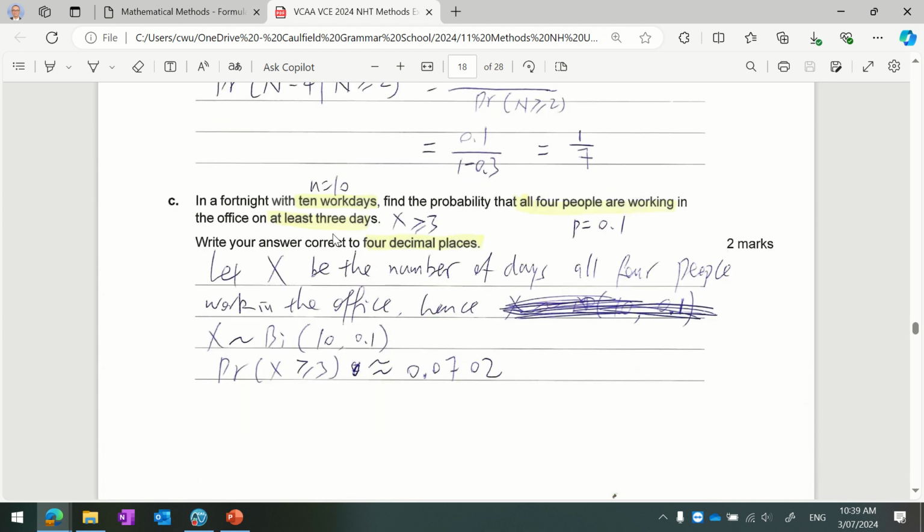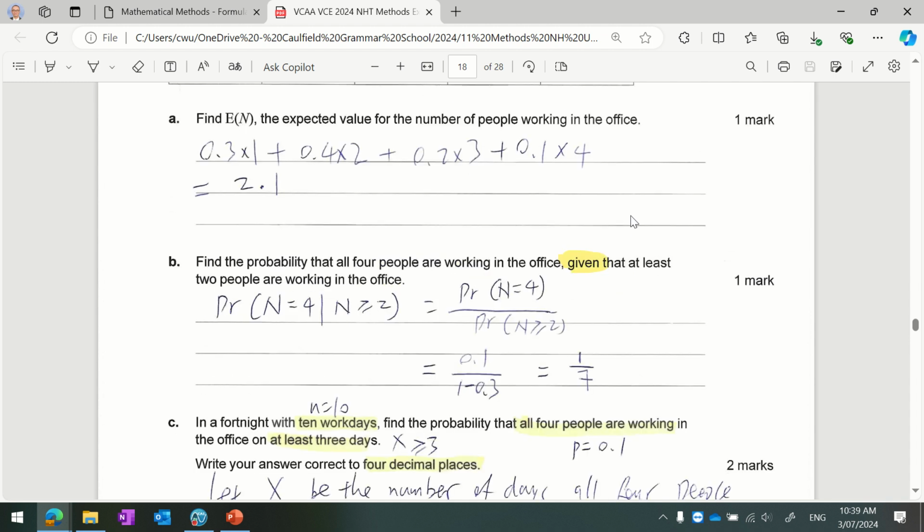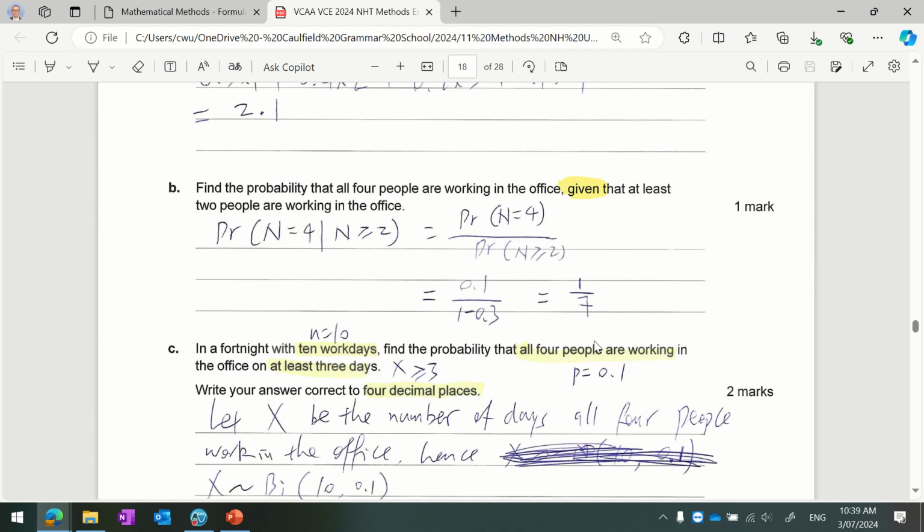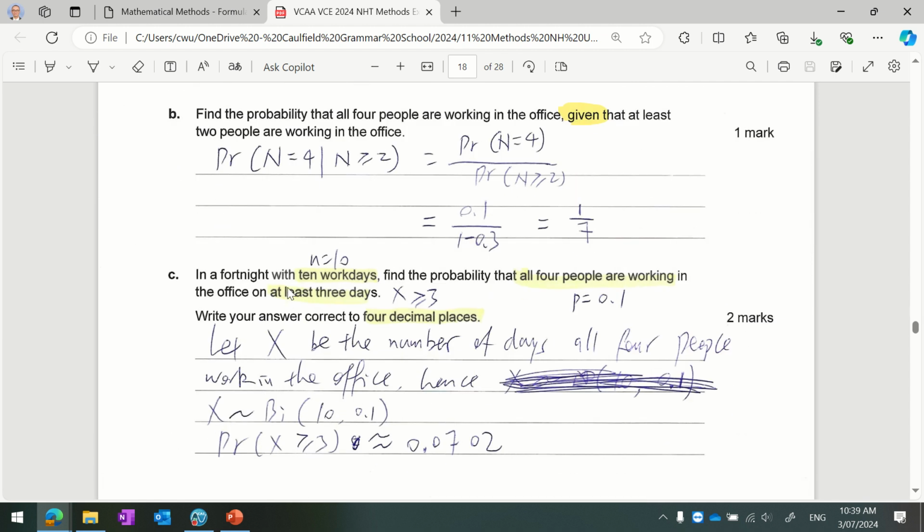Okay, so in a fortnight with 10 workdays, so 10 is the amount of trials, find the probability that all 4 people are working in the office. So the probability of all 4 people working in the office on any one day is 0.1. It's here. Look at my cursor. And we want all 4 people working in the office at least 3 days. So the amount of successes is 3 or more. Hopefully by now you see what I'm doing here. I'm doing binomial. And then write your answer correct to 4 decimal places.